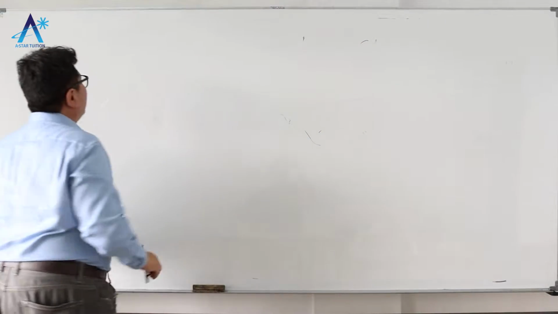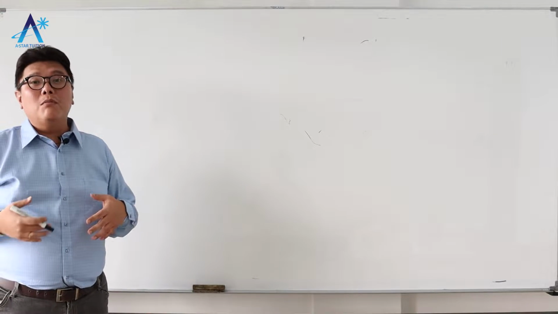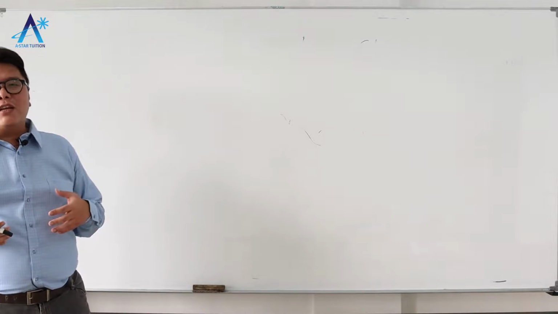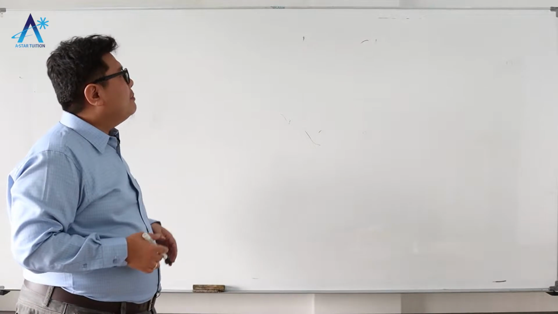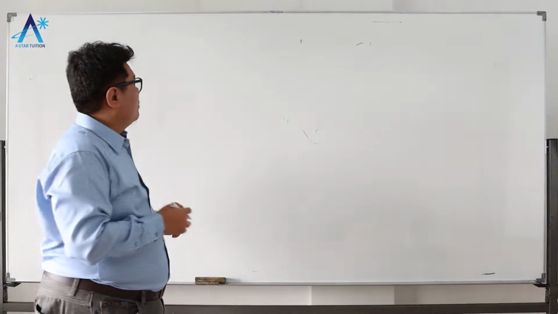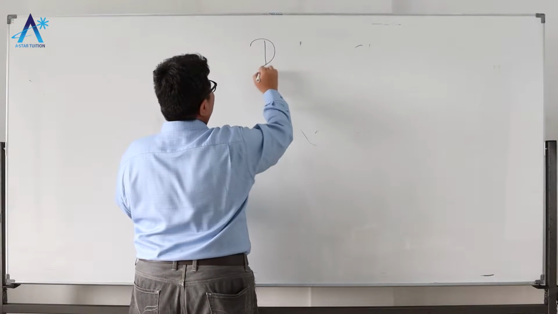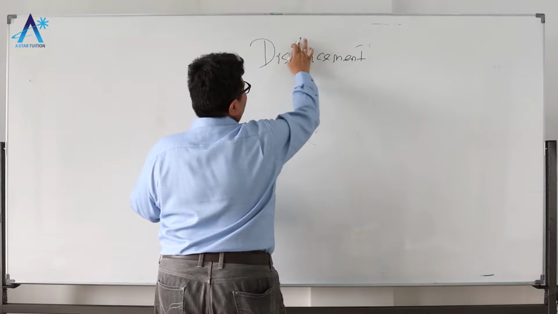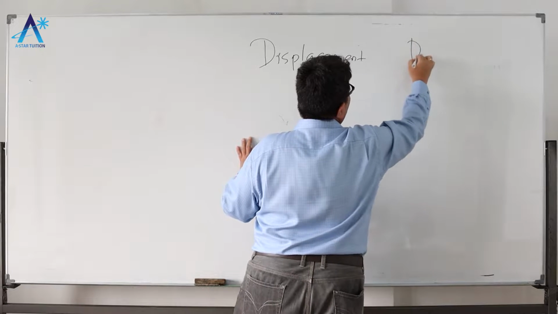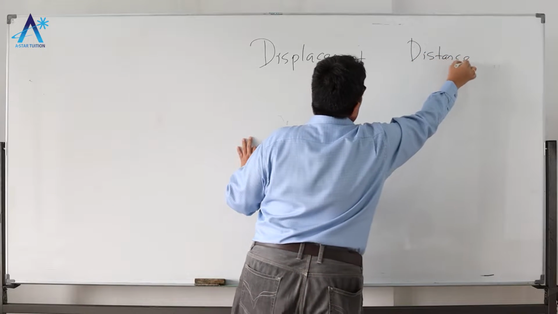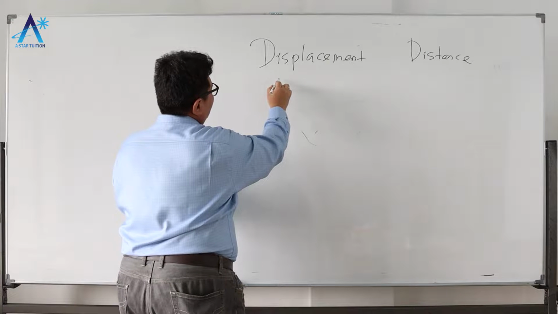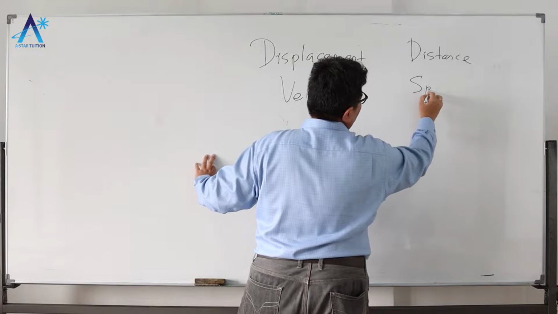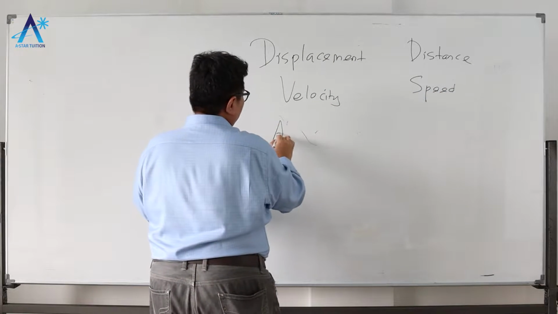When we talk about kinematics, we always deal with motion, right? When we talk about motion, there are always quantities associated with motion. Let me lay out some of those quantities for you. We have this thing called displacement, and we also have distance, and velocity, speed, and then acceleration.